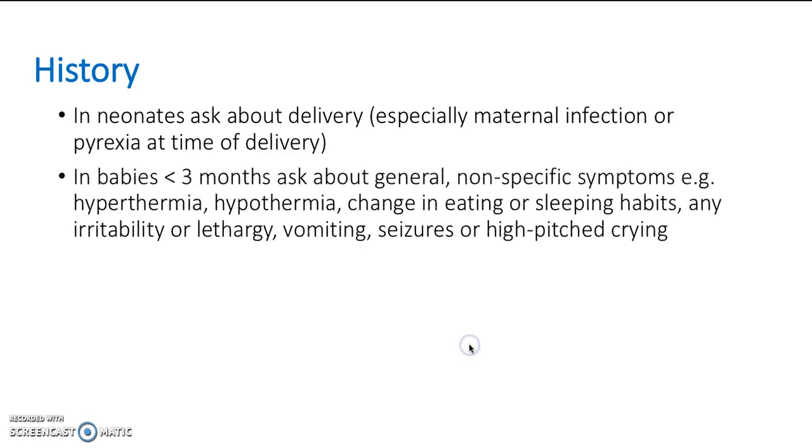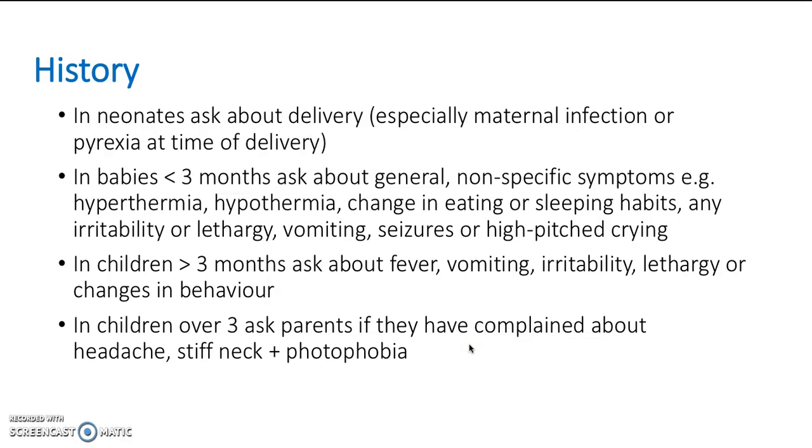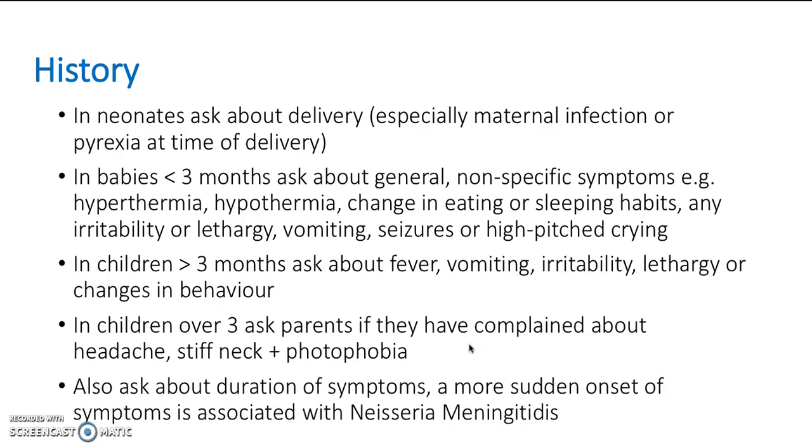So when taking a history from a child with suspected meningitis, remember to ask the parent or guardian about the non-specific symptoms we just mentioned. Also in babies, ask about delivery, and if mum had any infection at the time of the baby's birth. If the child is old enough to talk, ask if they've complained about any of the classic symptoms. Also ask about timing, as a quick onset of symptoms is likely to be meningococcal disease.